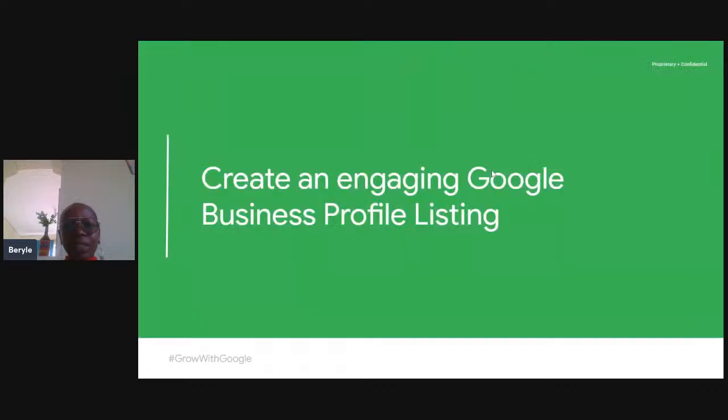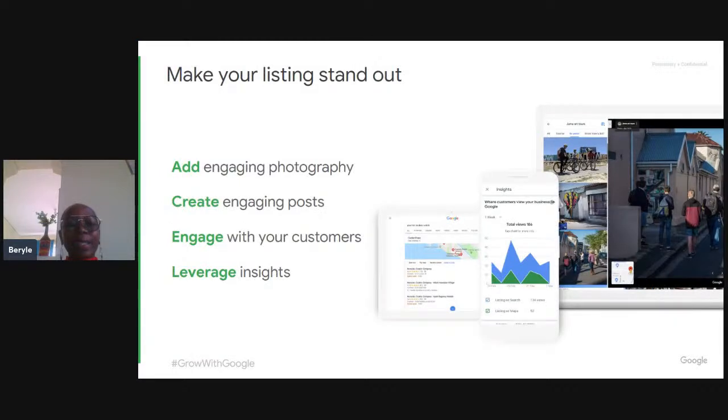So the last part of this session is creating an engaging business profile listing. How do you make your listing stand out? All right. Add engaging photography. I have really insisted on this in terms of the resolution, and I will reiterate again. The standard resolution for a GMB is 400 pixels wide by 300 pixels tall, all right?